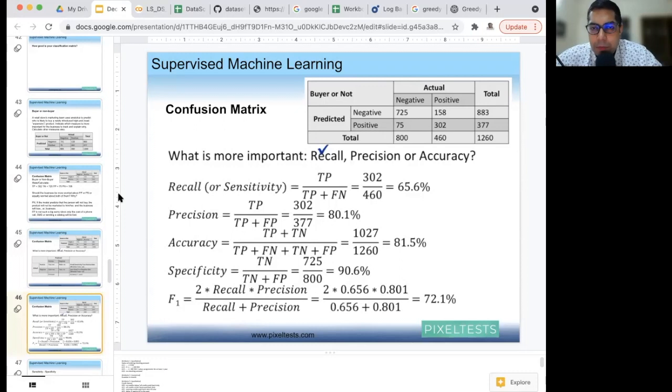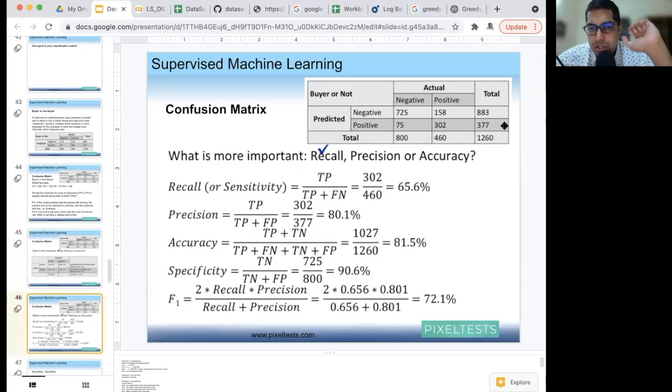Okay, so the recall is always defined as true positives, that's 302, divided by true positives plus false negatives. That's 460 in this case. So you get 65%, 0.65. Precision is defined as true positive divided by true positive plus false positive. That's 302 divided by 460. Sorry, 302 divided by 377.